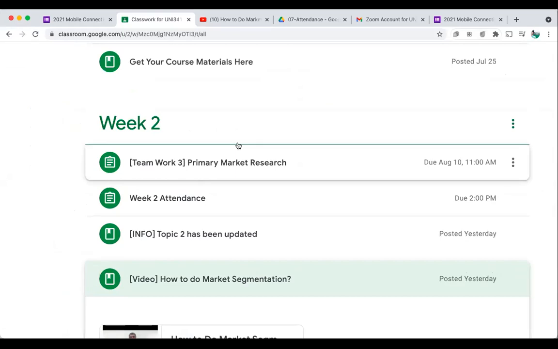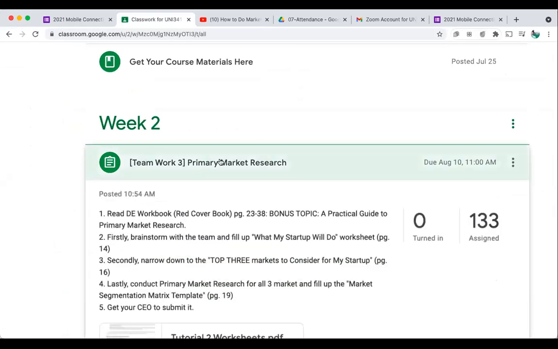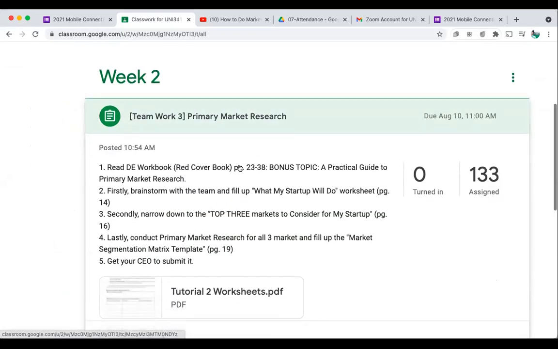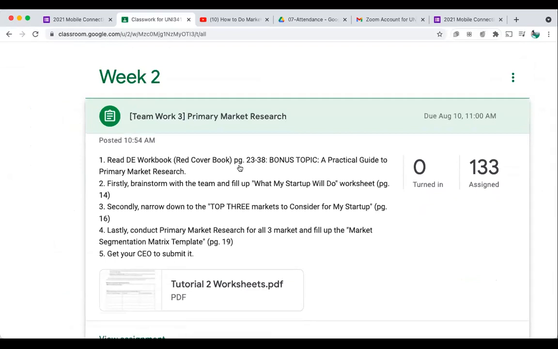Your task this week is to conduct primary market research, okay? Go and read the book. It's very simple, it's only a few pages. You can really skim through. You don't have to read word by word. It's not my intention to ask you to read word by word. Just skim through the workbook, the red cover book. You can download it from your Google Classroom under the textbook section.